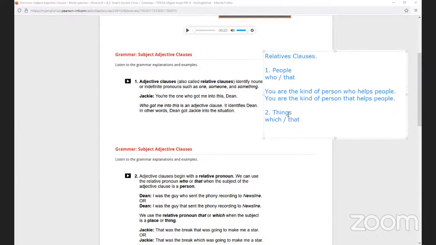For example, I can say, the dress which I like is on sale. So I am talking about the dress, the thing, which I like, it's on sale. Or the dress that I like is on sale. So these two relative clauses we use for describing things, and for people, who or that. Okay, do you remember this grammar, Miguel?